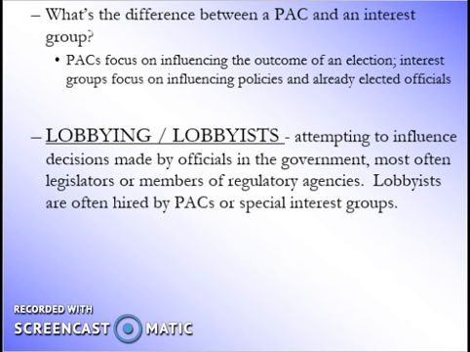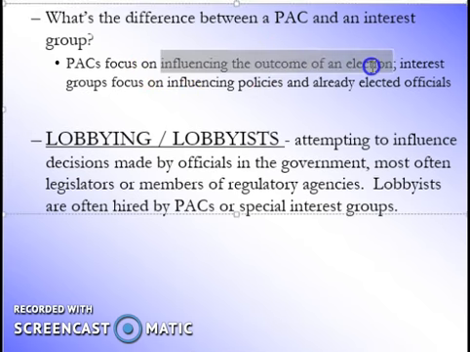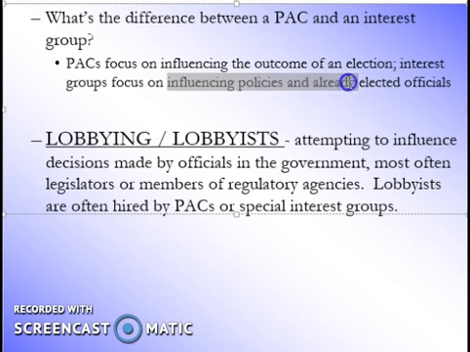So to bring this back and summarize, what's the difference between a PAC and a special interest group? A PAC is looking at political action in affecting the outcome of an election. An interest group is really focusing on, after an election, influencing the policies and really getting in contact with officials that have already been elected. So a PAC is influential during an election. An interest group connects with politicians already elected to office. So that's how they operate.